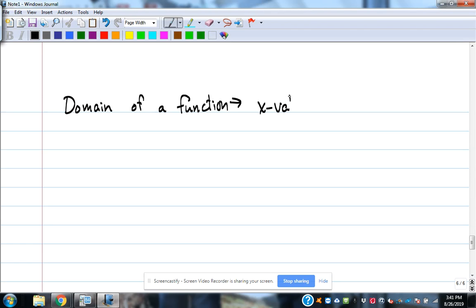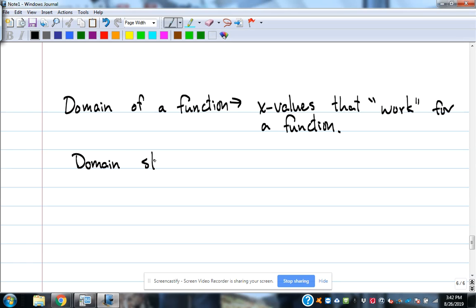So the domain of a function. It's the x values, we already knew that, that work, and we'll put work in quotes, for a function. Okay. It's the x values that don't cause issues. When we talk about issues with functions, there's only two things that could go wrong when you talk about a function as far as domain goes. There's only two red flags that would come up. Domain always starts with all real numbers.